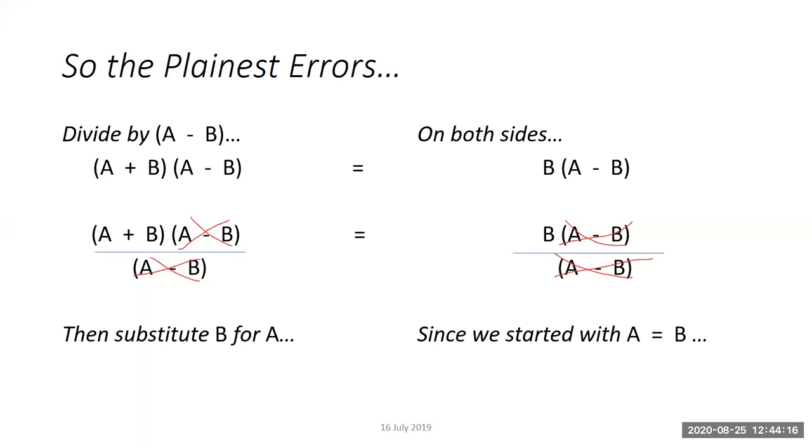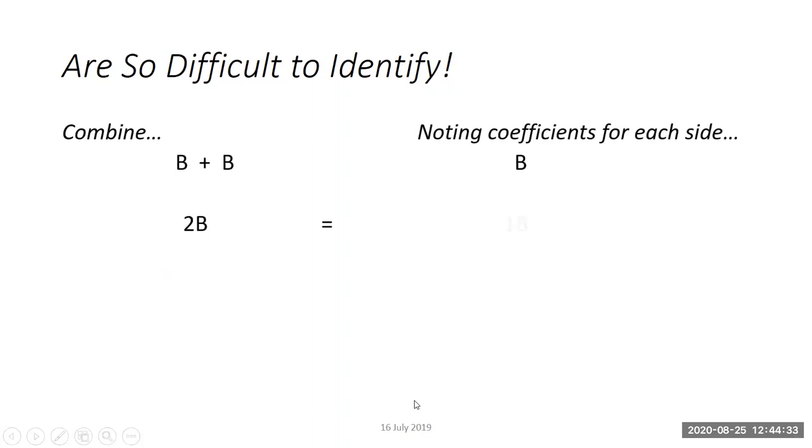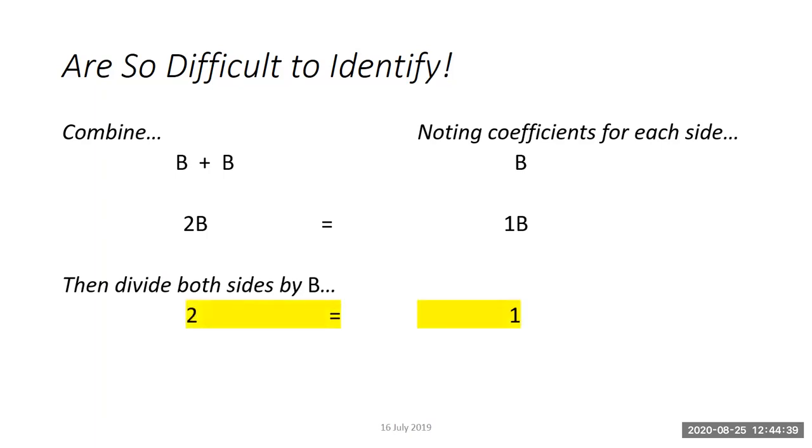So we started with A equals B. So now I have on the left B. I've substituted the A here with a B. B plus B equals B. Well, wait a minute now. B plus B equals B. That's the same as 2B is equal to 1B. And if I divide both sides by B, I've just proven that 2 equals 1.